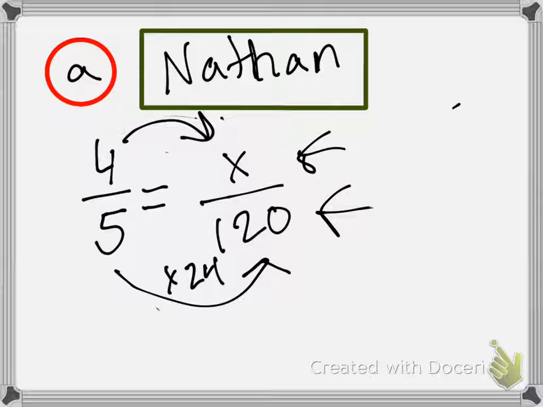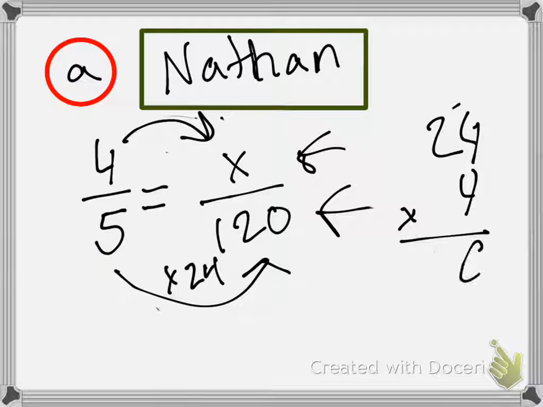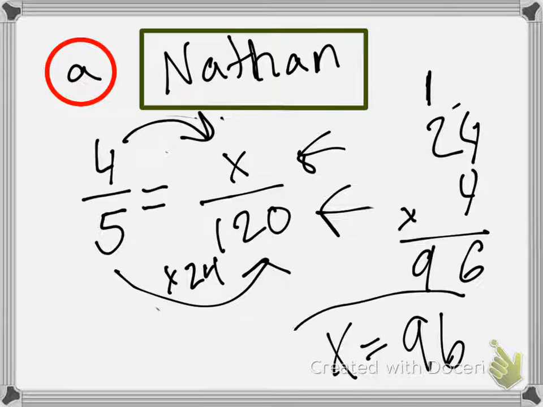So Nathan, what is 4 times 24? You can do your work there. So 24 times 4. I got 16. Then 8, 9. And so we get our X is equal to 96. 96 people in that store are going to prefer creamy peanut butter, and I'm one of them.